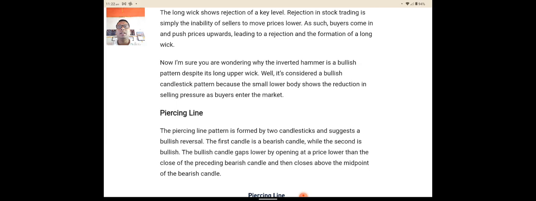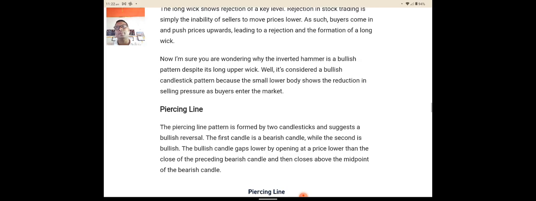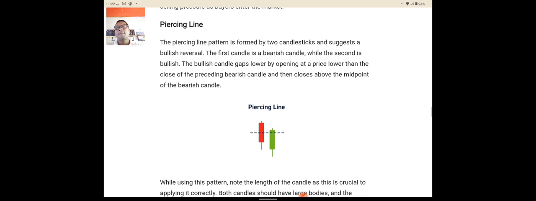Piercing line. The piercing line pattern is formed by two candlesticks and suggests a bullish reversion. The first candle is a bearish candle while the second is bullish. The bullish candle gaps lower by opening at a price lower than the close of the preceding bearish candle and then closes above the midpoint of the bearish candle.